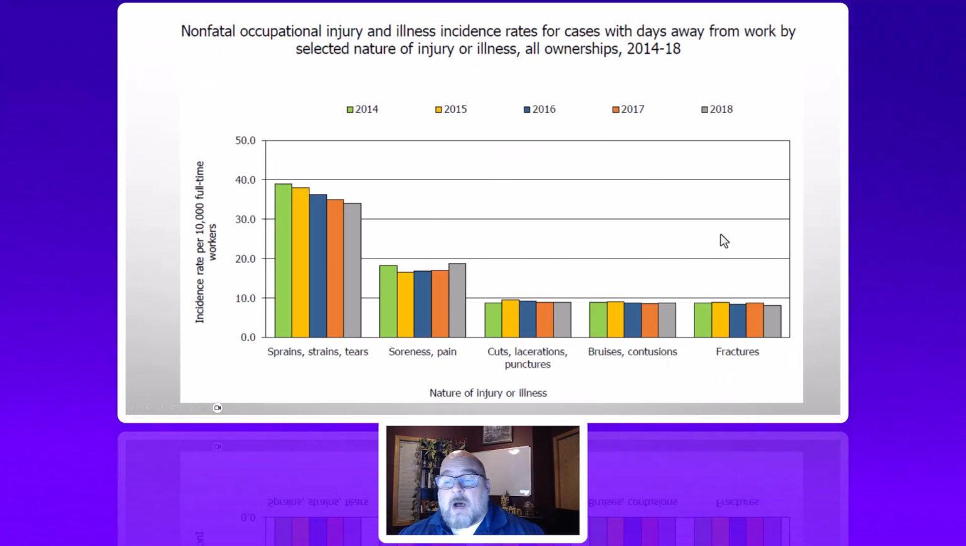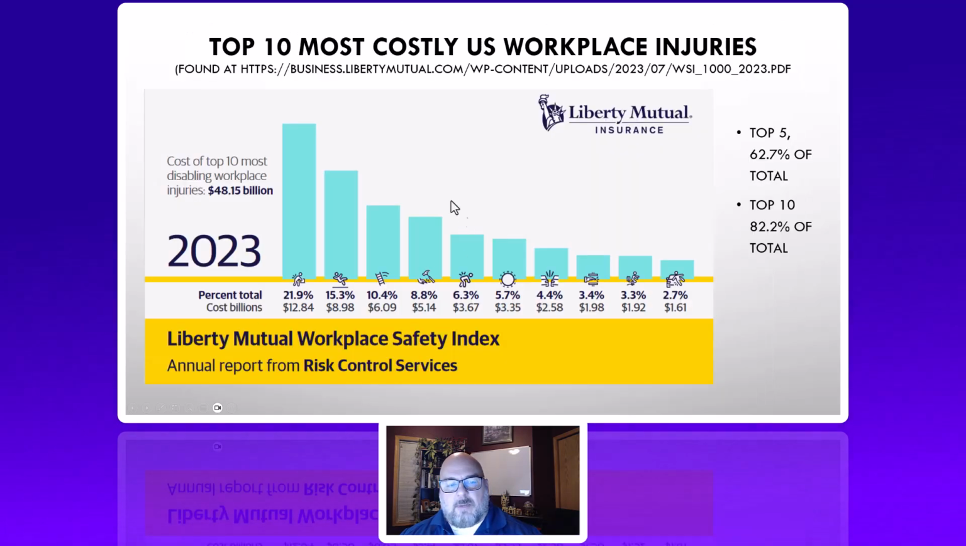There is no updated table here for the nature of injury. They really changed how they analyze and report things, but you can kind of see strains is number 1, soreness is 2, and then the third tier is really the cuts, bruises, fractures. Not great information by any means.